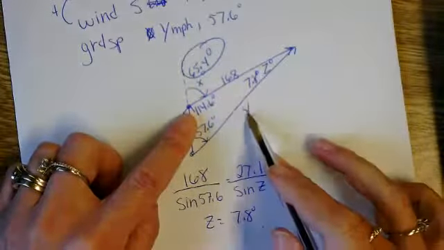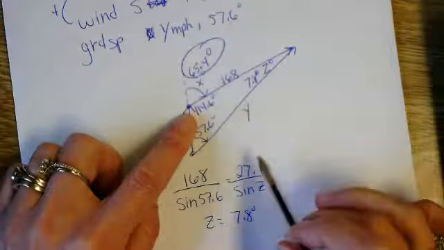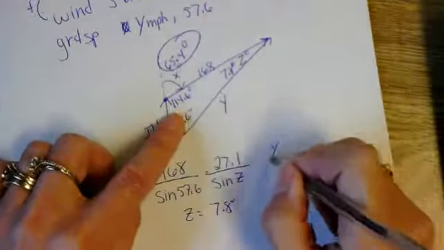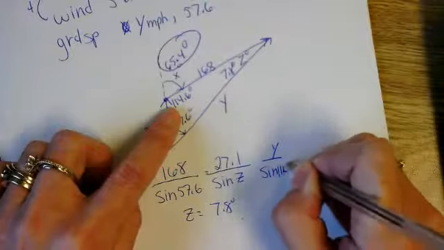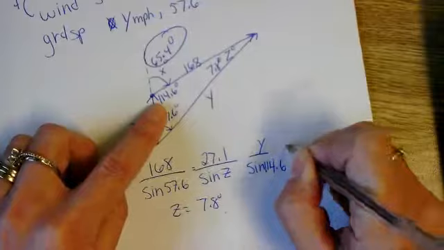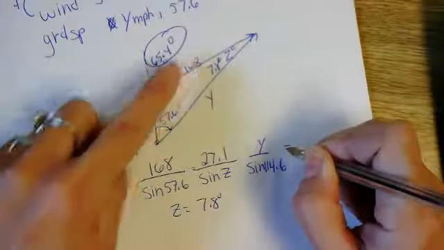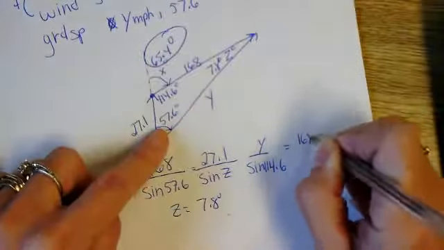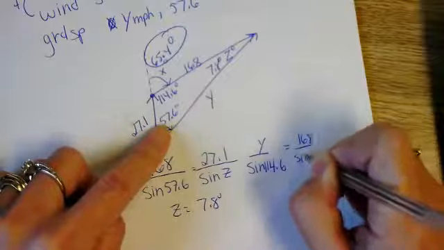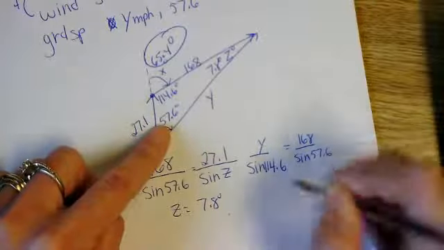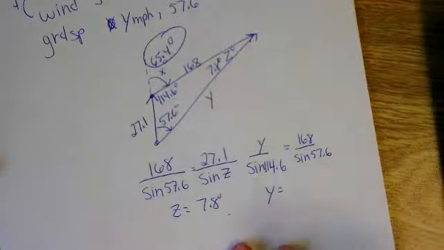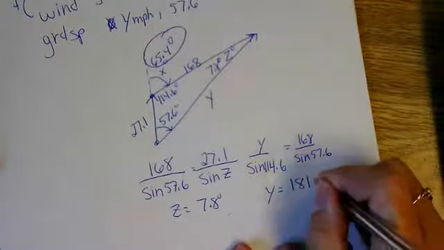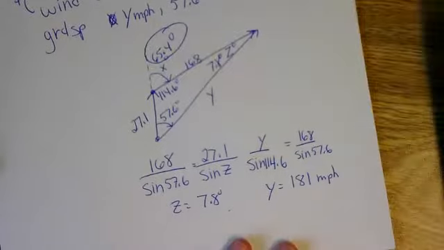The only other thing left is to find this speed, which I can do with law of sines again. So I can say y over the sine of 114.6, that was terrible, equals 168 over sine of 57.6. And we'll do a little cross multiply and divide and get 181 miles per hour. So he picked up some speed with that wind.